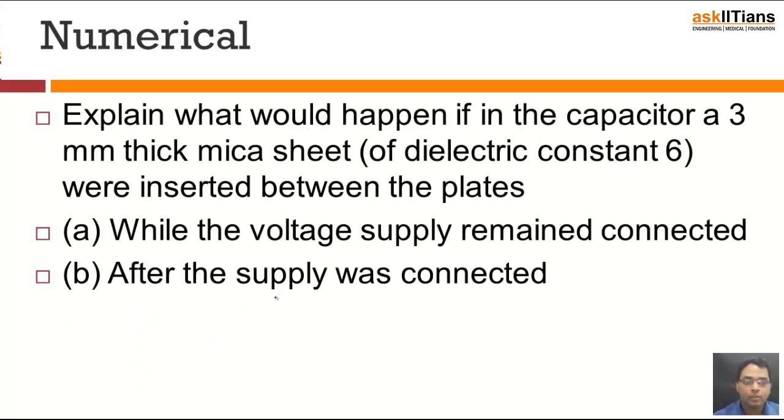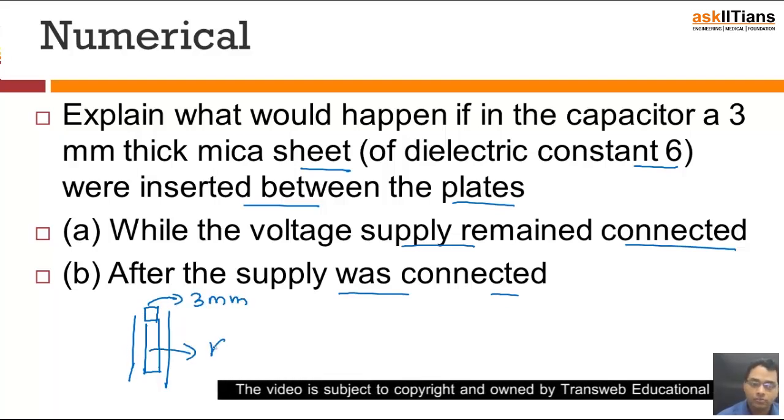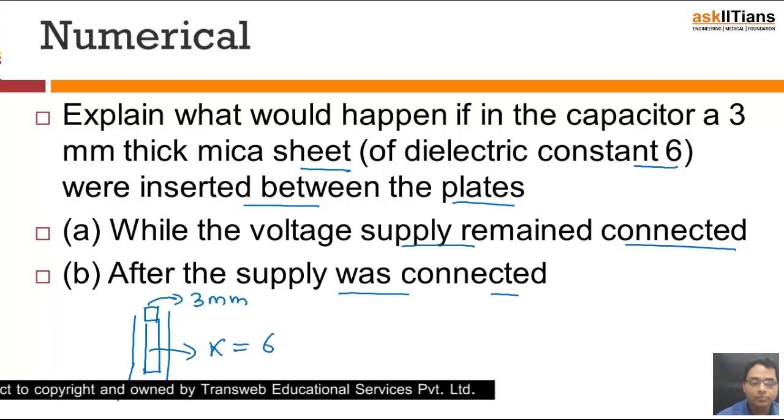Moving on, let's try to understand this. Explain what will happen if in the capacitor a 3 mm thick mica sheet of dielectric constant 6 were inserted between the plates while the voltage supply remained connected, and after the supply was disconnected. In this case, when the voltage supply is already connected, I'm just going to give you a hint. We insert a 3 mm thick mica sheet with dielectric constant K equal to 6. Further, the distance between the plates is going to be D.